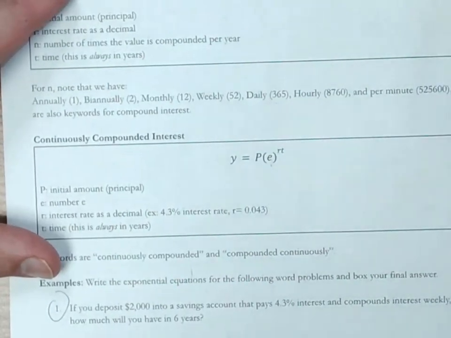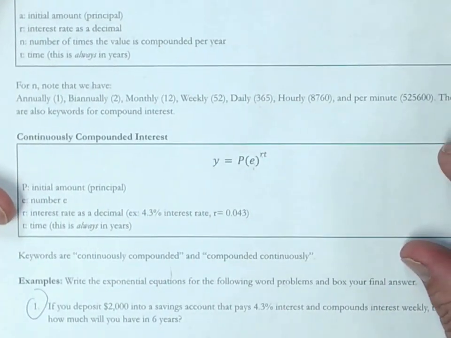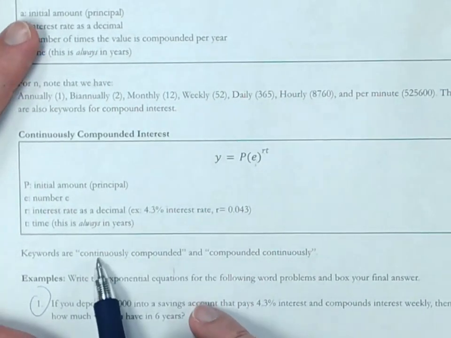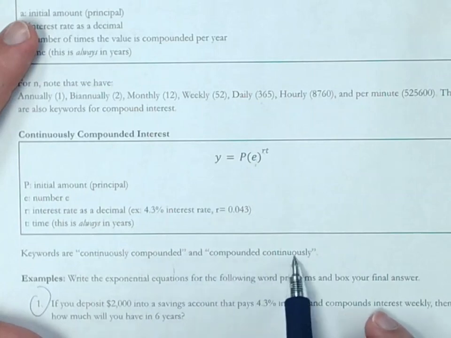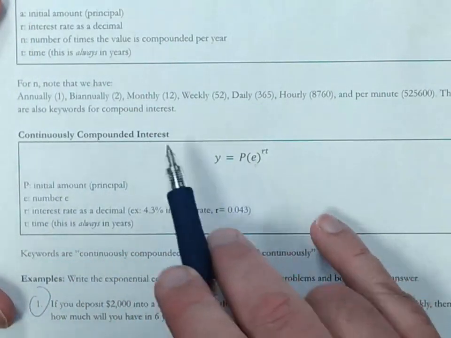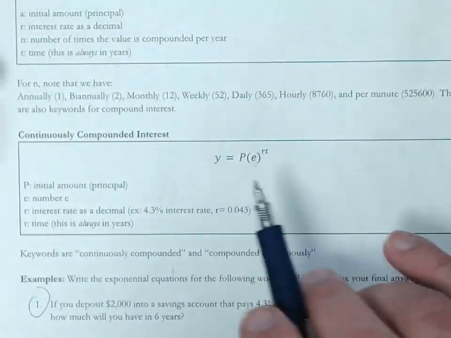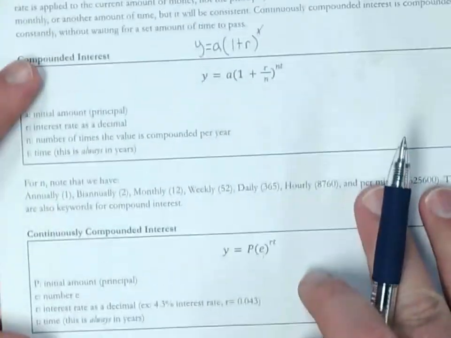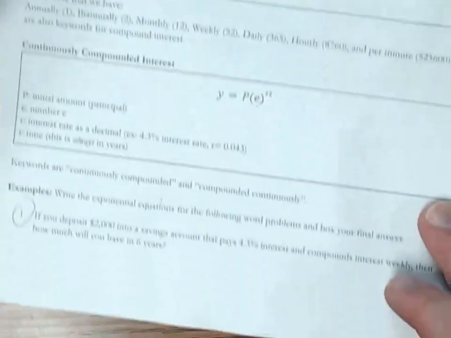Now, we can talk about where this comes from if you would like, but I would like to focus more on how we write these equations. And that's all we're going to do. So look for the keywords either continuously compounded or compounded continuously to know that you're using the continuously compounded interest formula. If it says compounded any of these other words, you use just the straight normal compound interest formula.